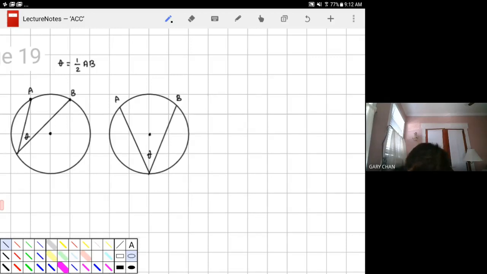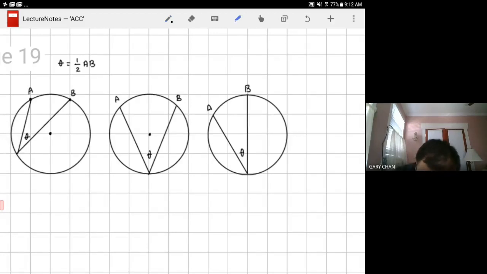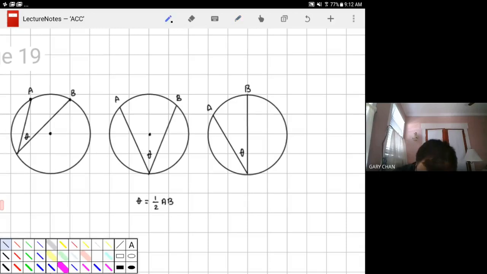And then there was one last case, and that was, well, what happens if one of the chords actually goes through the center of the circle? What happens in that case then? And actually, it doesn't matter. All three of these have the same formula, and this is the inscribed angle formula here. So I am going to box all of this.